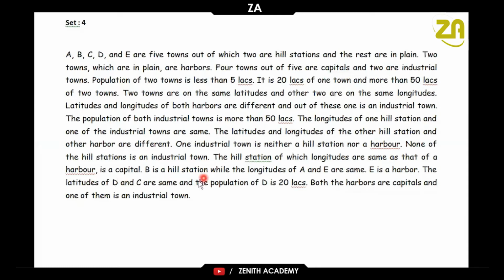B is a hill station while the longitudes of A and E are the same. E is a harbor. The latitudes of D and C are the same and the population of D is 20 lakhs. Both the harbors are capitals and one of them is an industrial town.